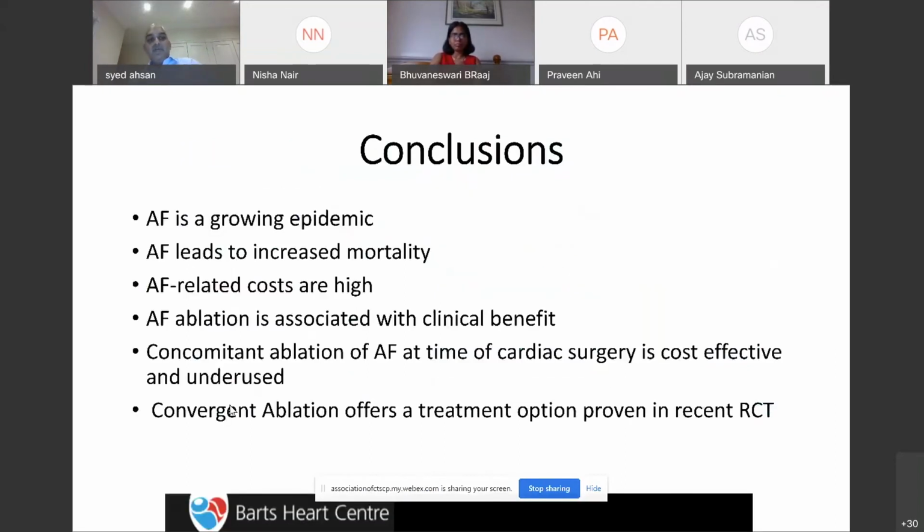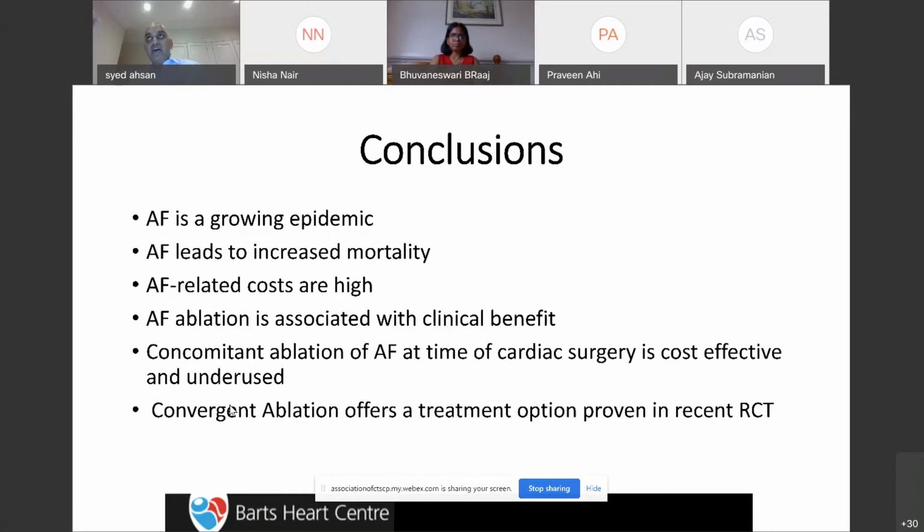So the conclusions from my talk today are that AF is not just something that is there and we can ignore. It's a growing epidemic. It clearly leads to increased mortality. Drugs used for the condition are not without complications. AF-related costs are placing a huge burden, and will continue to place a huge burden, on the NHS.